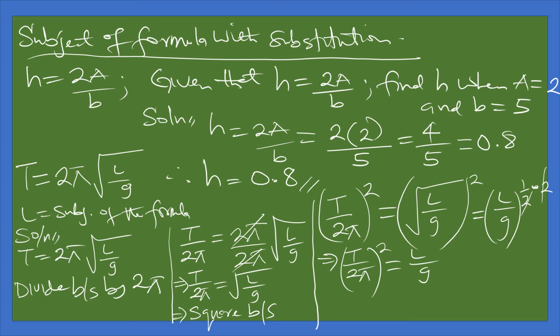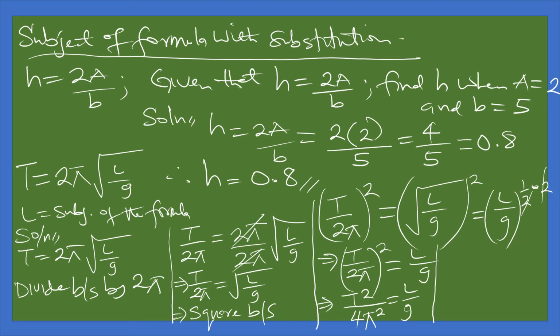So from here we have that T squared over 2 pi squared is what? 2 squared is 4. Pi squared is equal to L over G. Now from here we have G under L. What do we now do?